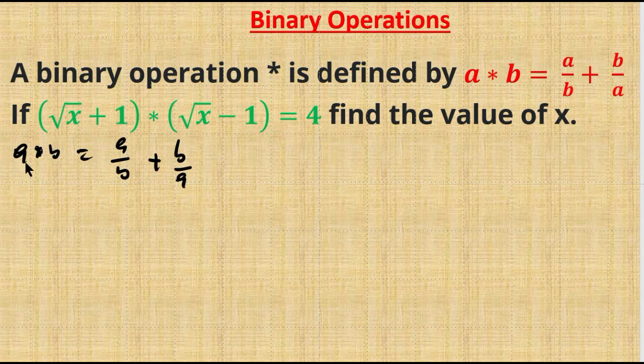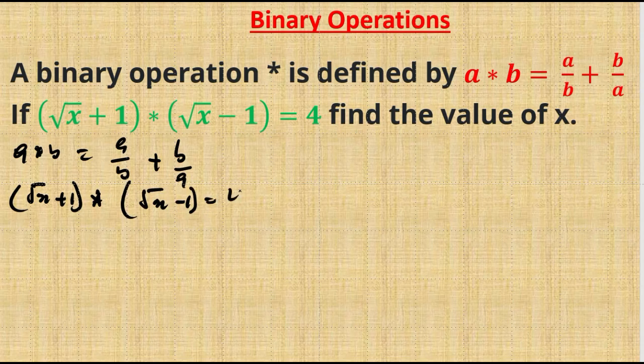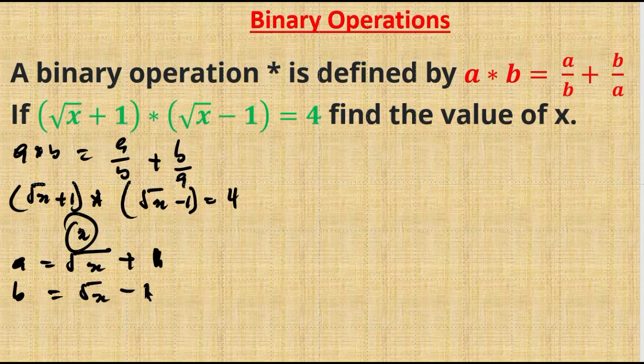Now, if the root of x plus 1 asterisk the root of x minus 1 is equal to 4, I'm to find the value of what? Of x. Now, clearly, you see that A now is the same thing as the root of x plus 1, while B is the same thing as the root of x minus 1.